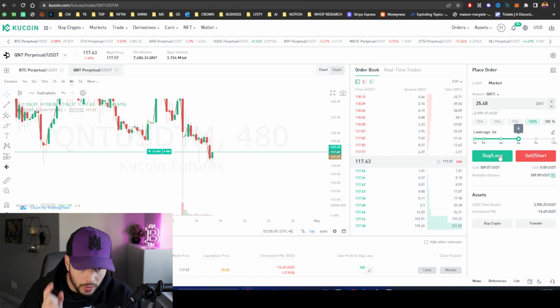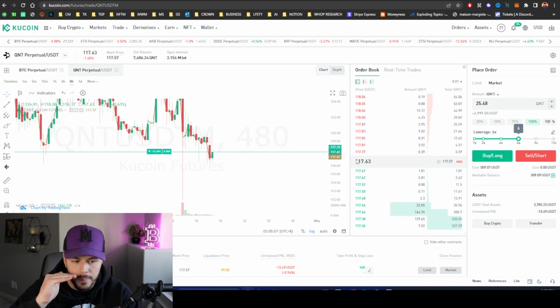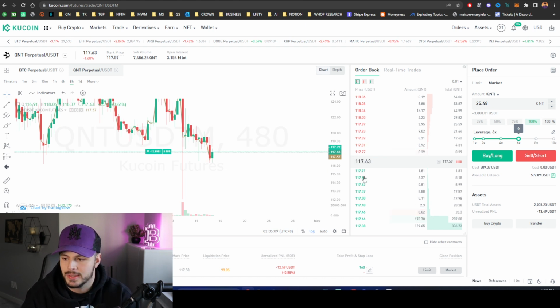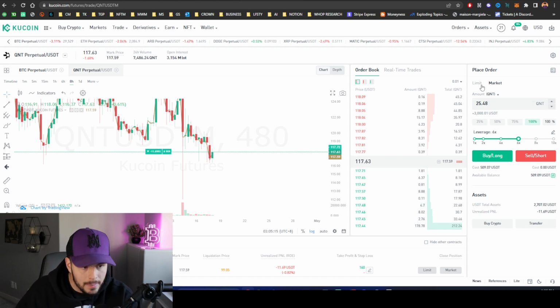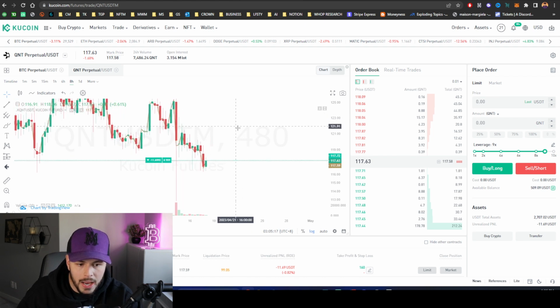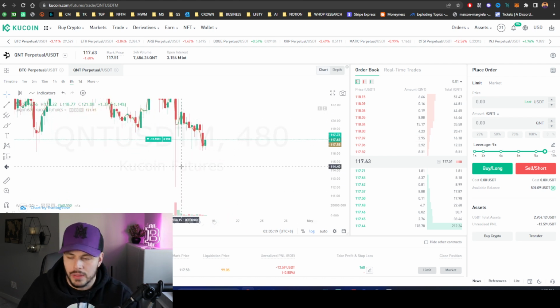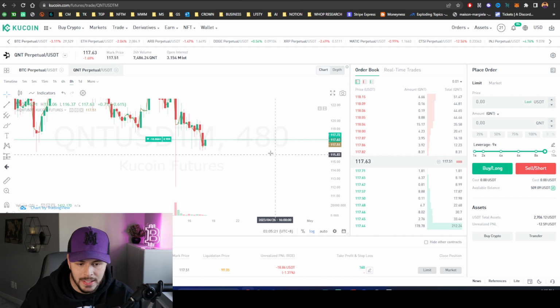And then you would just click buy. You would say long or short. And that would put you in at 117.63 or very close to that. So that's just buying at the current price. Limit order, once again, is to buy or short at a certain price in the future. Okay, so I hope that makes sense.